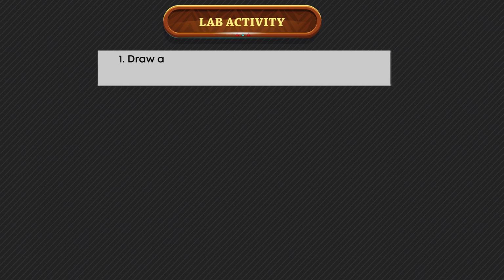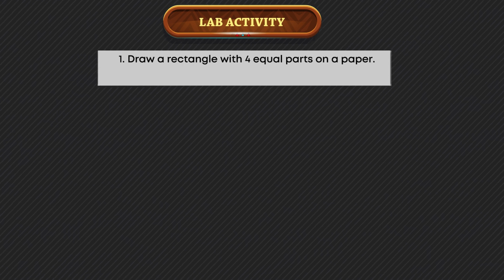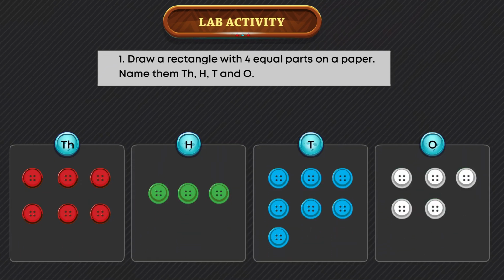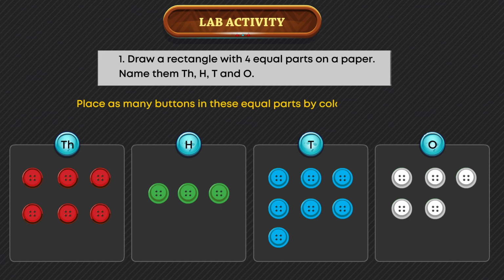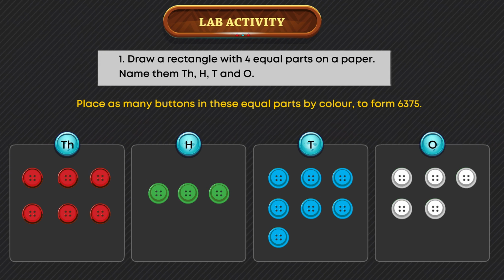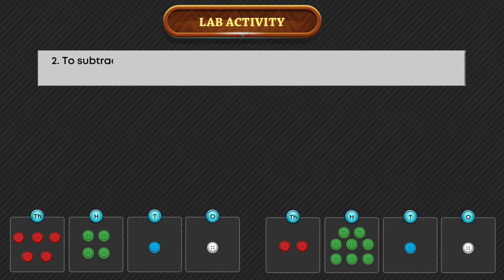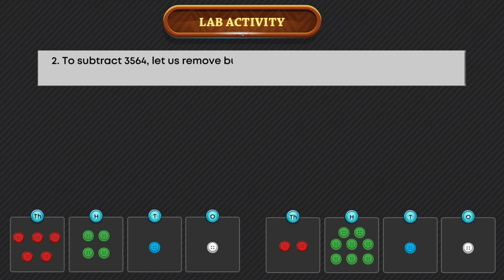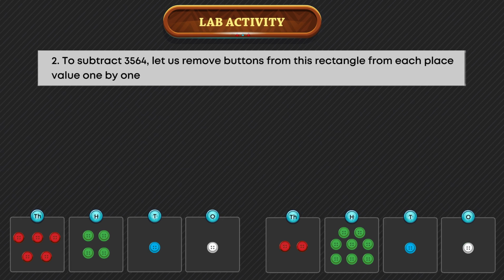1. Draw a rectangle with 4 equal parts on a paper. Name them Th, H, T and O. Place as many buttons in these equal parts by color to form 6375. 2. To subtract 3564, let us remove buttons from this rectangle from each place value one by one.